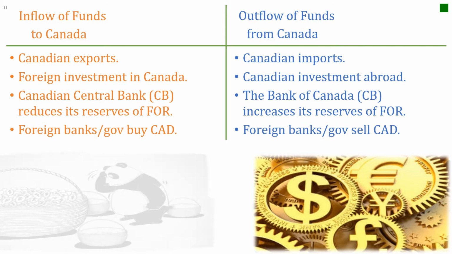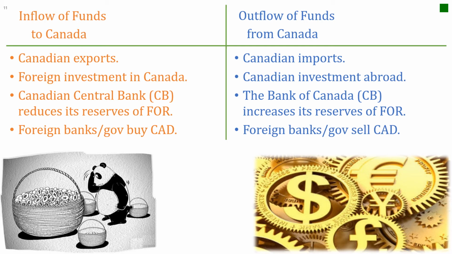All right. Now, whenever there is an inflow of funds to Canada, that's the same as supply of foreign currency. It's the same as demand for Canadian dollars. Whenever there is an outflow of funds, it's the same as demand for foreign currency or the supply of the Canadian dollars. All right. Now, just to review our current account and capital account, what is the first one?